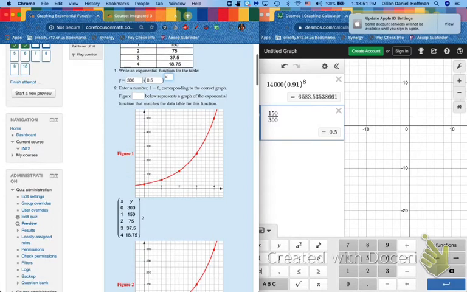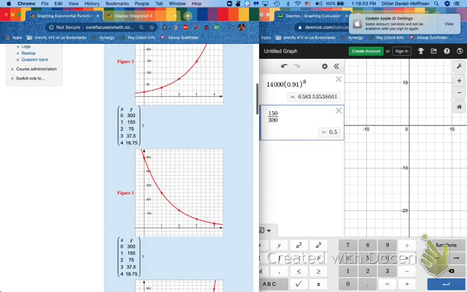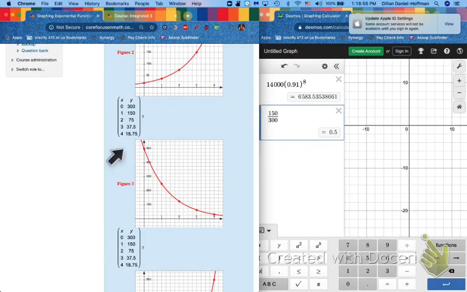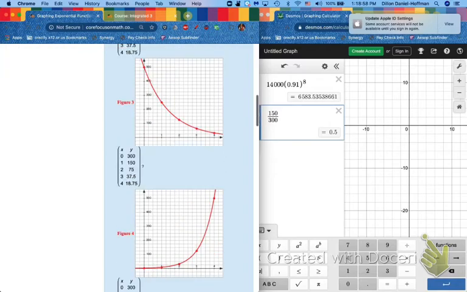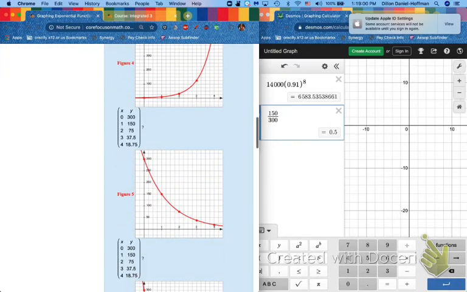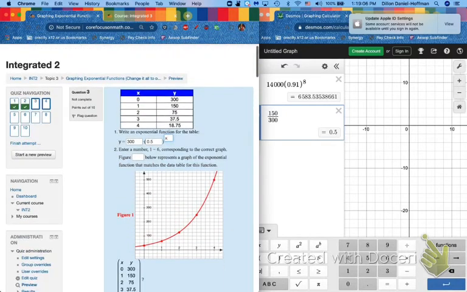So wrong direction on 1, wrong direction on 2. Number 3 is the right direction, but you'll see it starts at 500. Don't want that. Figure 4, wrong direction. Figure 5 starts at 300. This could be it. 1 is at 150. Yep. 2 is at 75. It's figure 5.